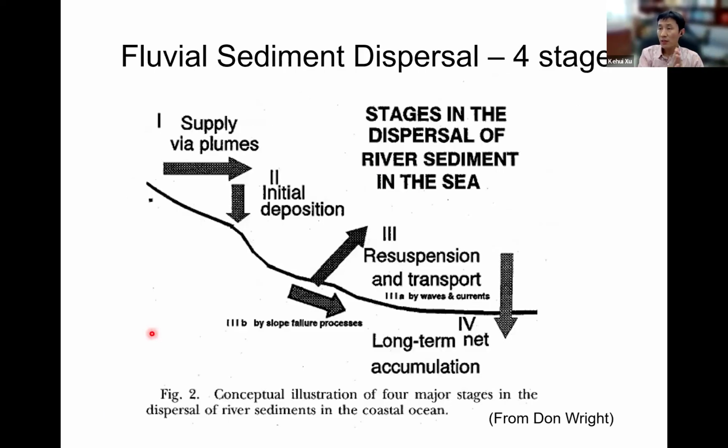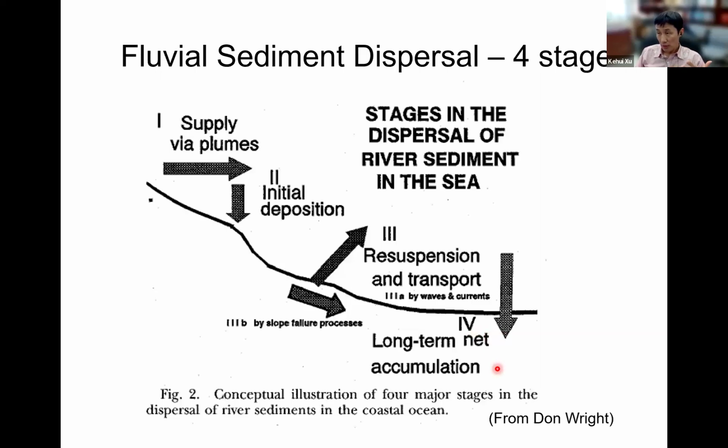If we think about the dispersal processes, we have a total of four stages. This is a short perpendicular transect. Initially, the sediment is supplied by the river plume. There's initial deposition. After that, sediment is either resuspended by waves and currents, or moved downslope by failure processes, such as submarine landslides. After many cycles, there will be a long-term net accumulation over here.